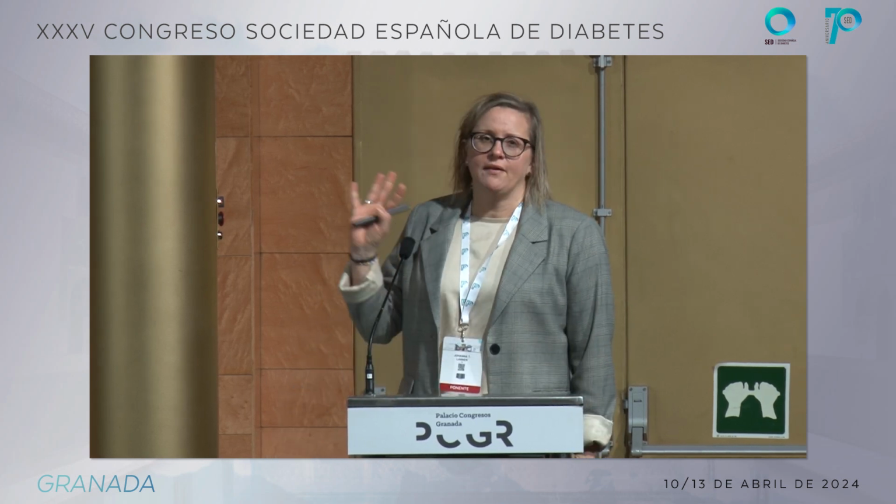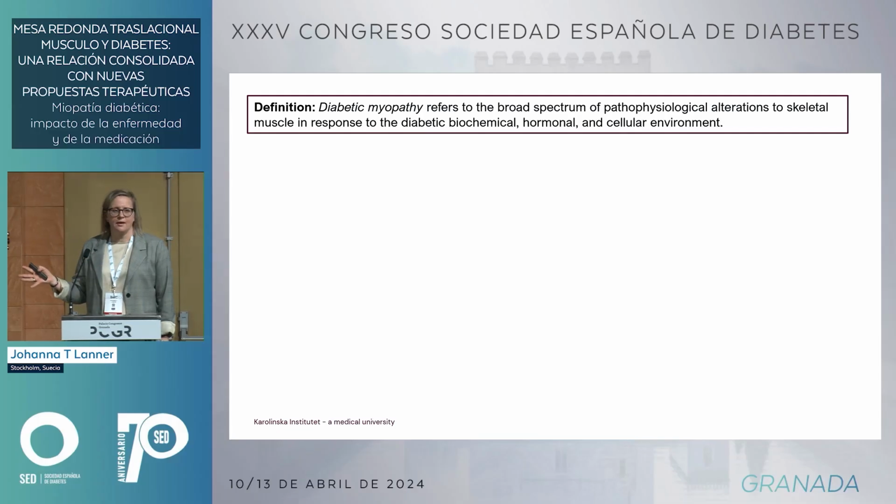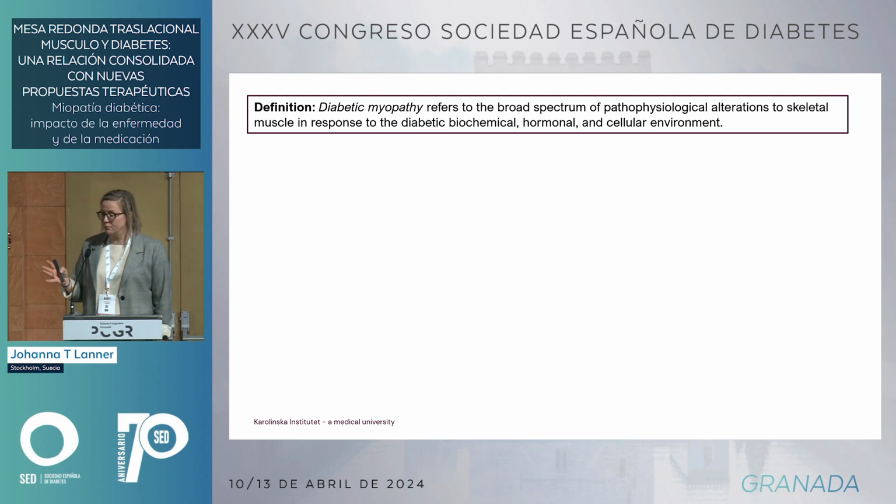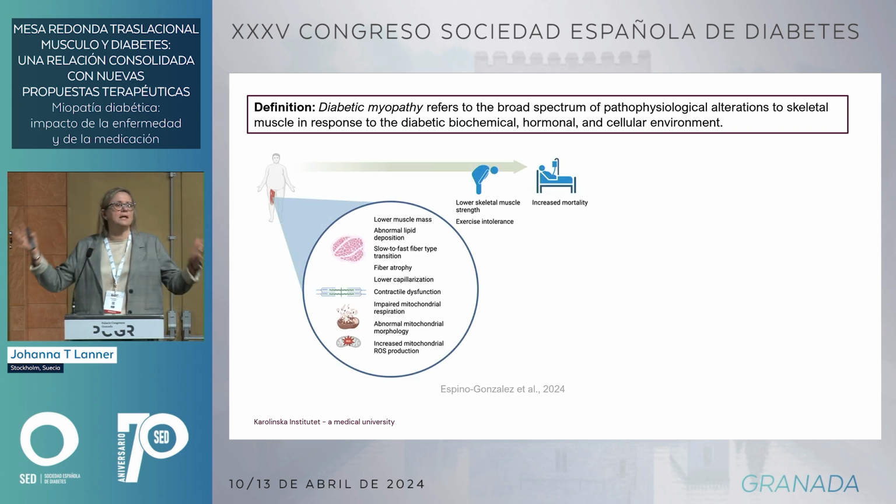So just by taking a definition, what is diabetic myopathy? The definition says that it refers to a broad spectrum of pathophysiological alterations to skeletal muscle in response to diabetic biomedical, hormonal, and cellular environments. So basically, a lot of things. And what this pathophysiological alteration might be, it's a big spectrum.